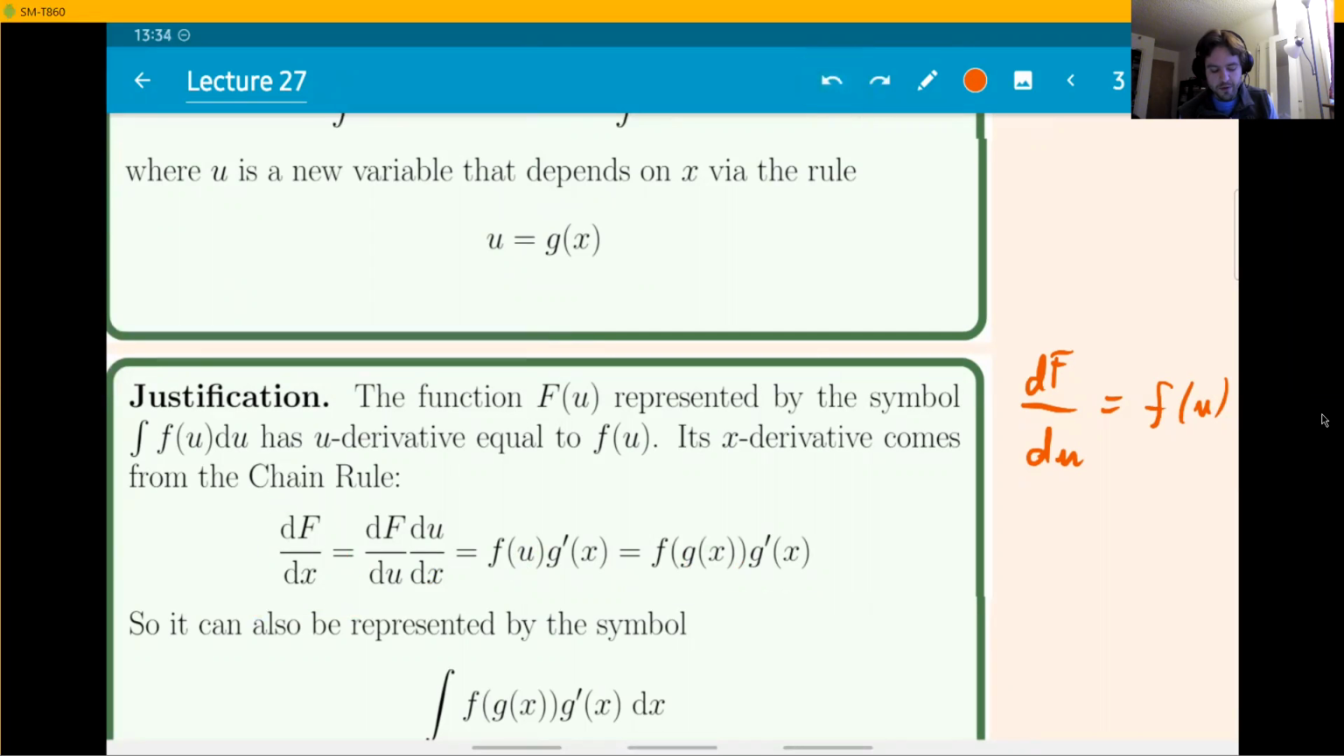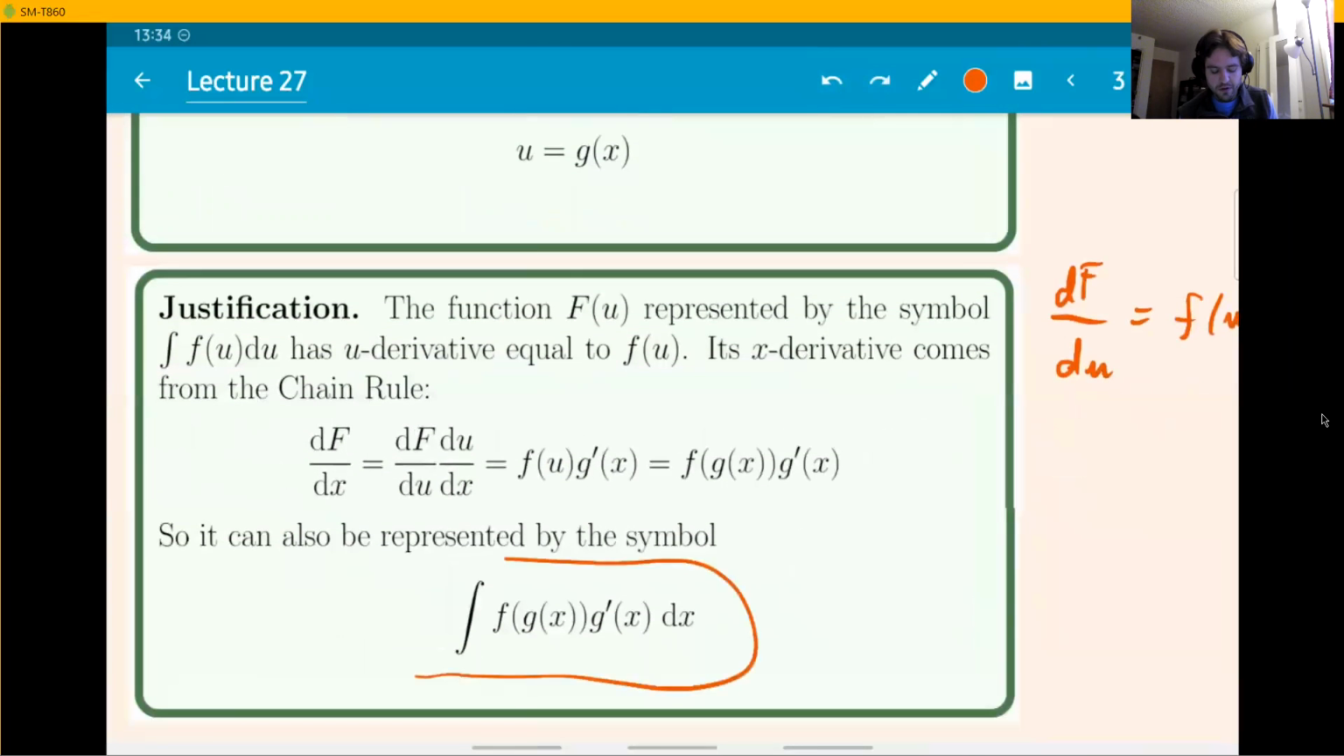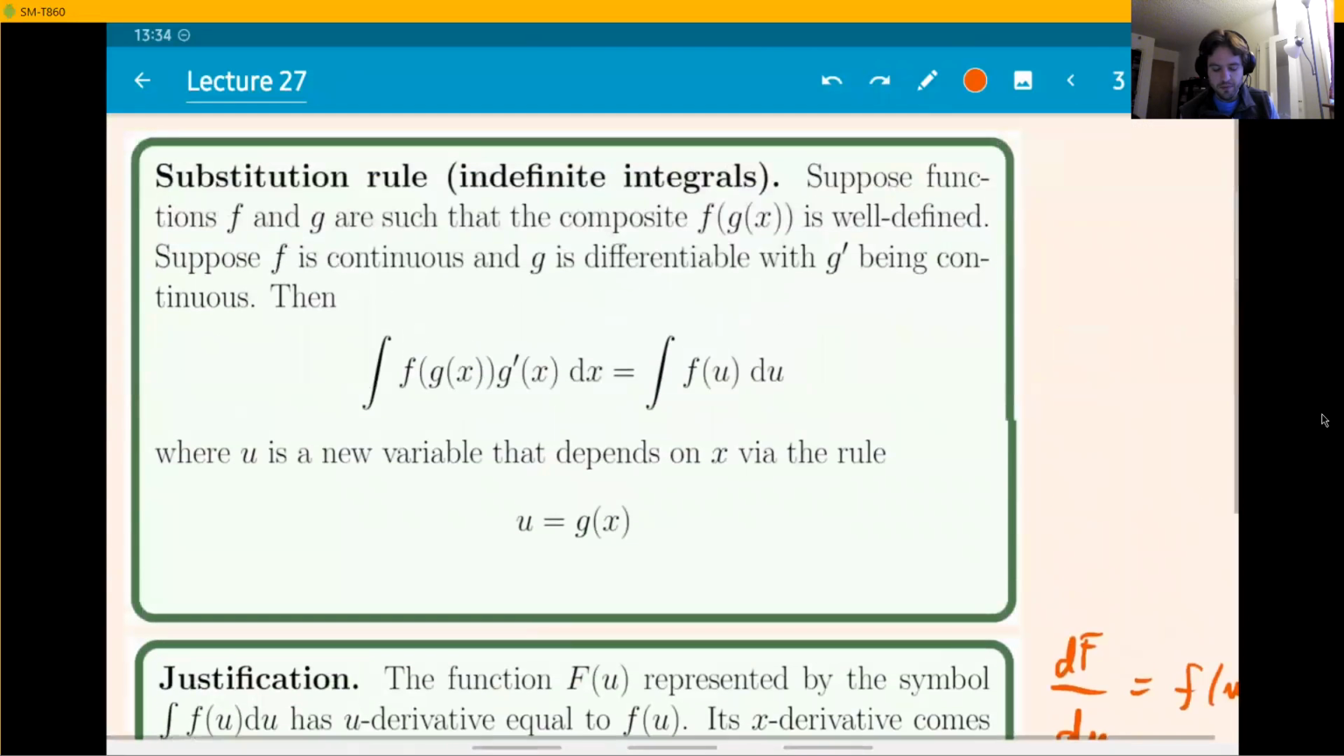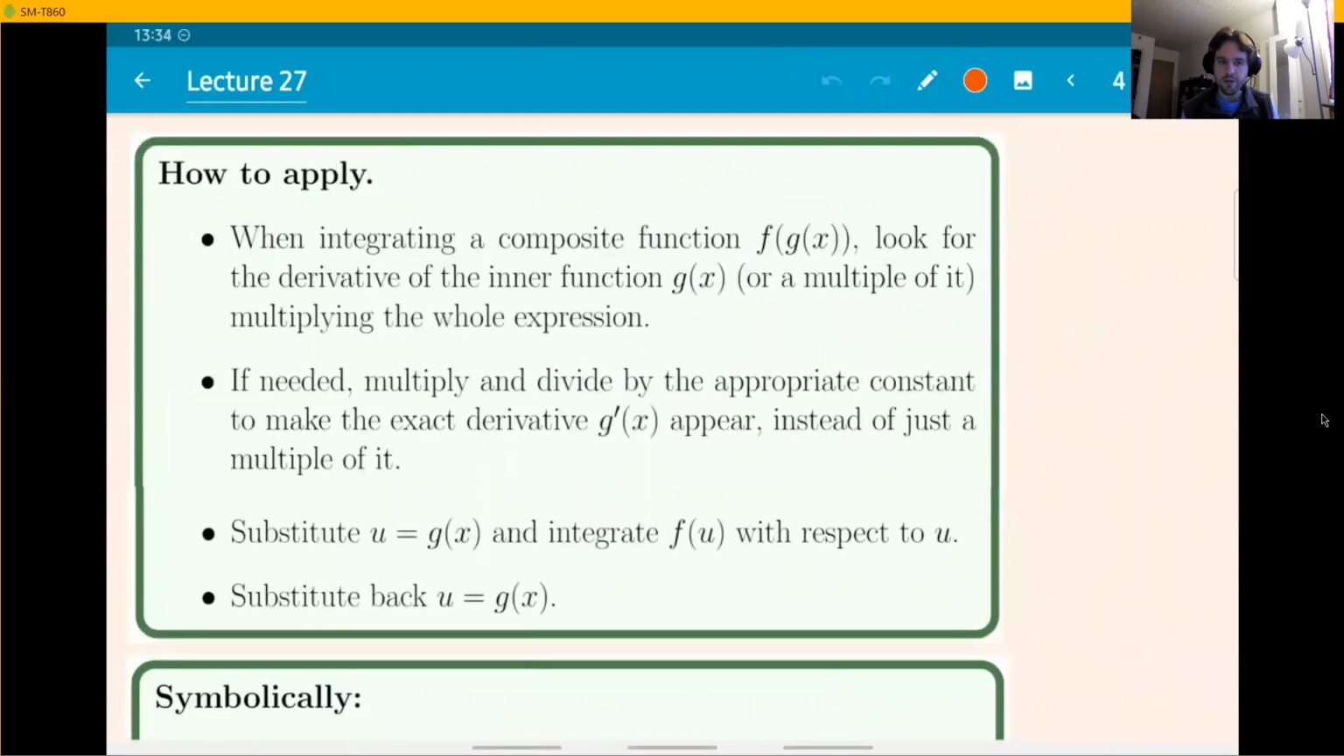That means that you can also represent the function big F by this symbol. Integrate that x function in the variable x. That's going to give you a function whose x derivative is that. So it's, again, the big F. So that's the justification, that this symbol and this symbol, they represent the same thing. All right. So that's the formal justification, but we should probably move on to examples about how to apply this.